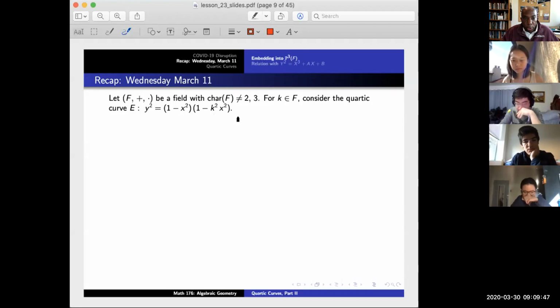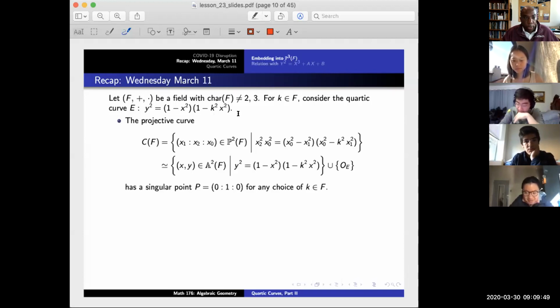So there were 2 main things that we discussed that Wednesday. First is, if we do the naive thing and take our quartic curve, this here, and try our best to homogenize it by doing something like this here, then we actually find that we have a singular point. That is, the point at infinity will be a singular point. So in some sense, we don't really want to do this naive thing of embedding into P2.